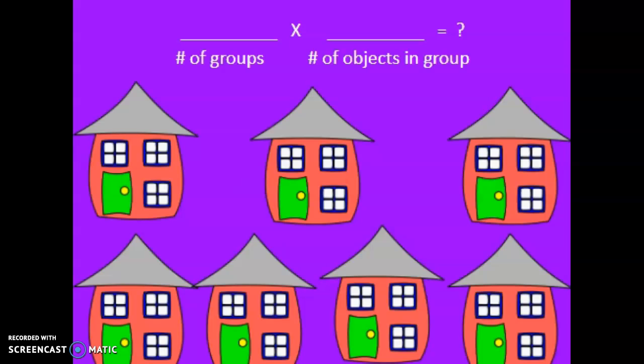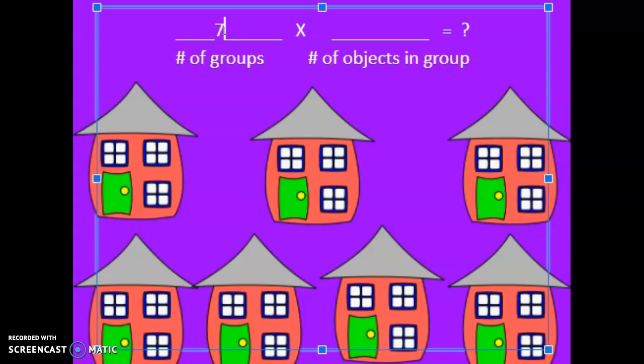So if I'm looking at the houses as my groups, I'm going to be counting those, and I have 1, 2, 3, 4, 5, 6, 7. I have 7 groups. So I know that I have 7 houses. I want to know how many windows are in the houses all together. So I'm going to have to count them individually.